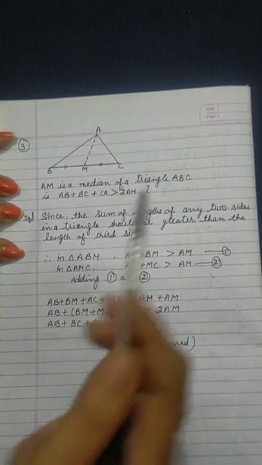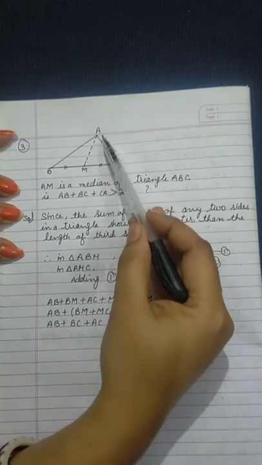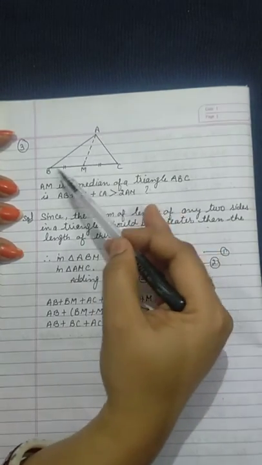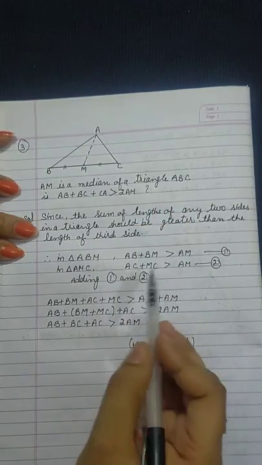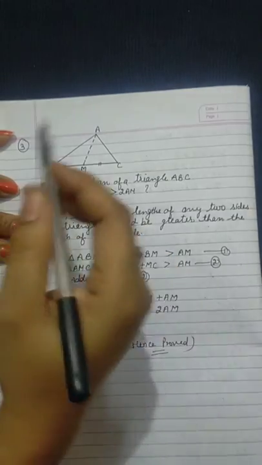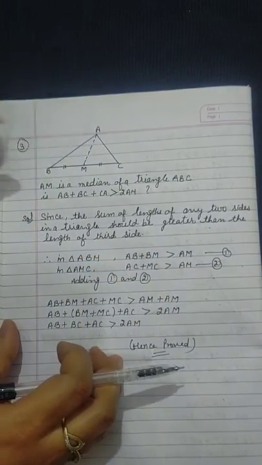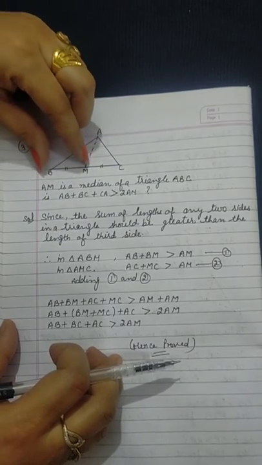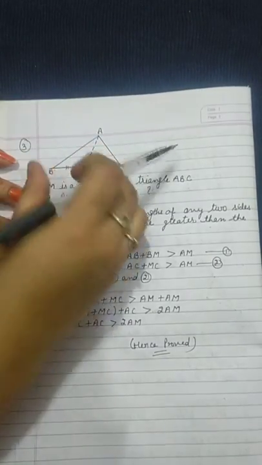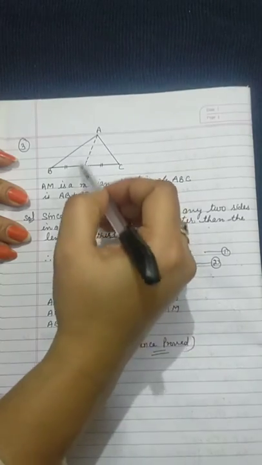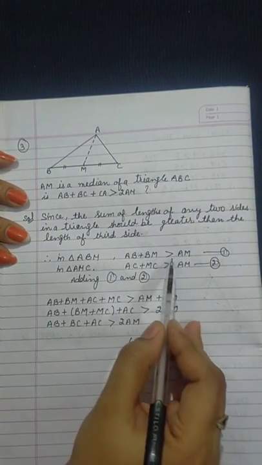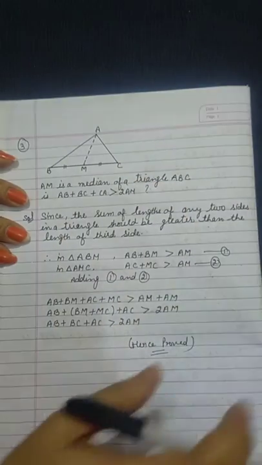What will I take here? I will take this triangle ABM. See, in this triangle, what we will do here? Now you can see here that AM is behind the greater than sign. So I will add AB and BM. Means AB plus BM is greater than this AM. So right here AB plus BM is greater than AM, and give it number 1.